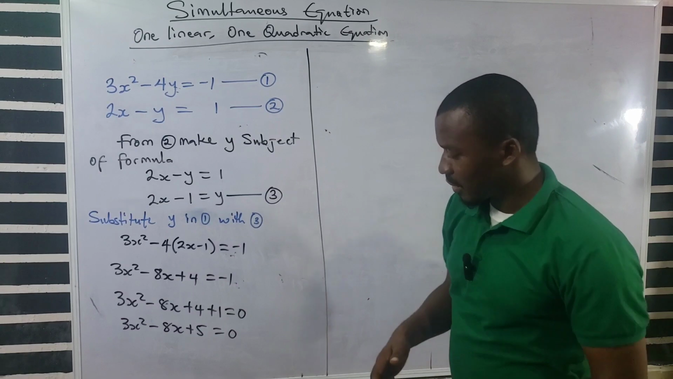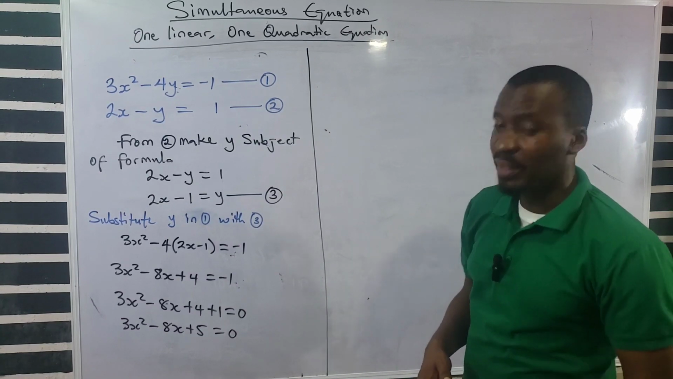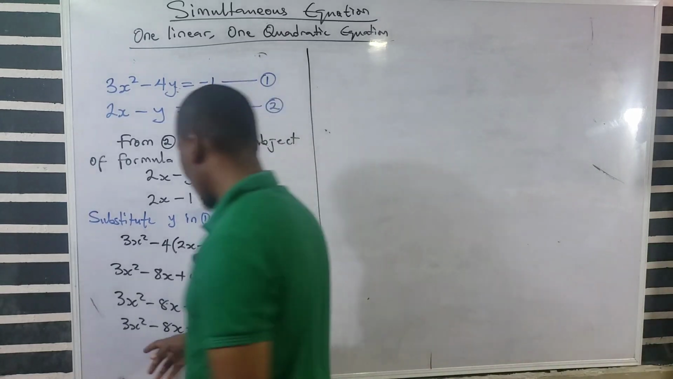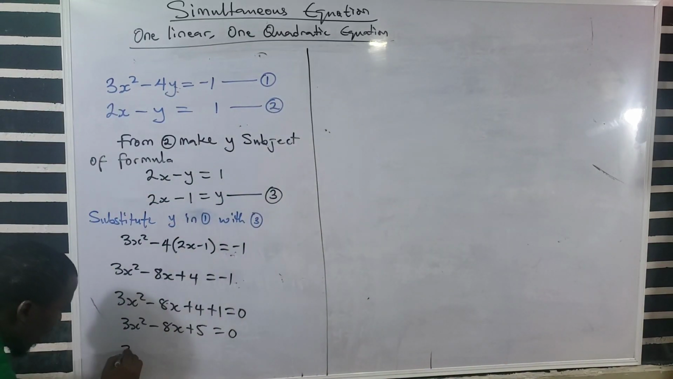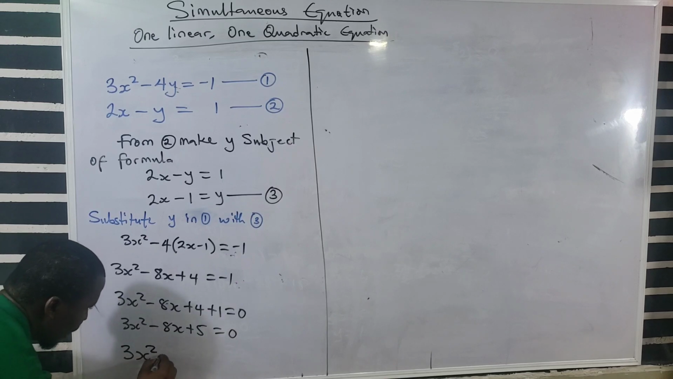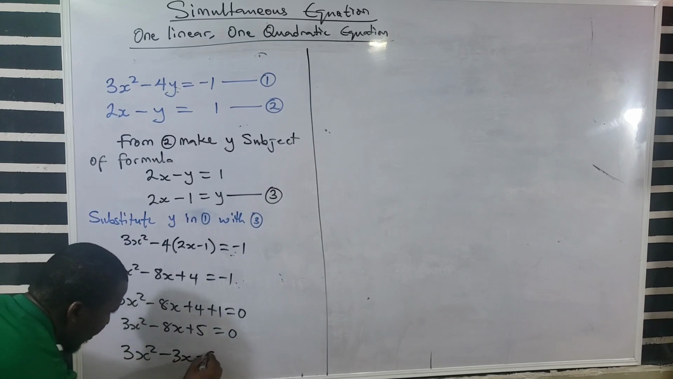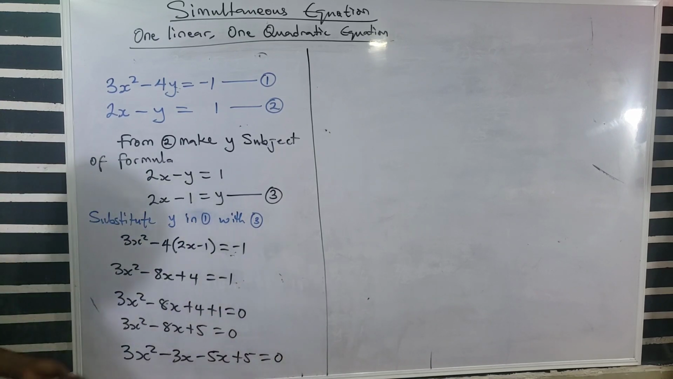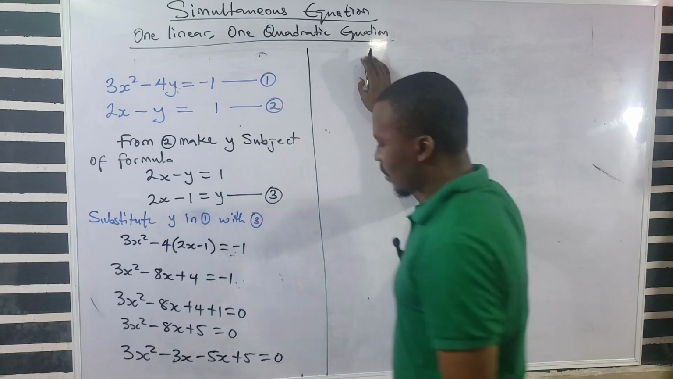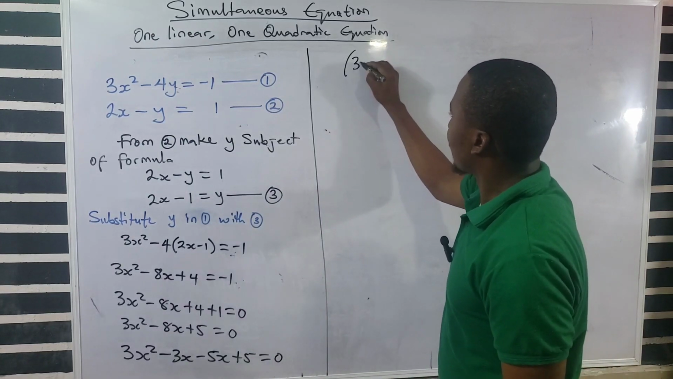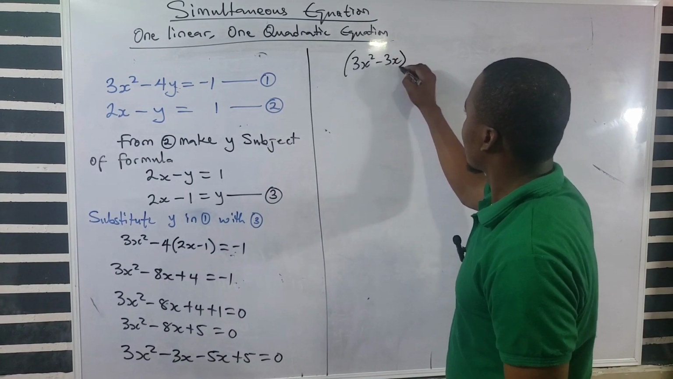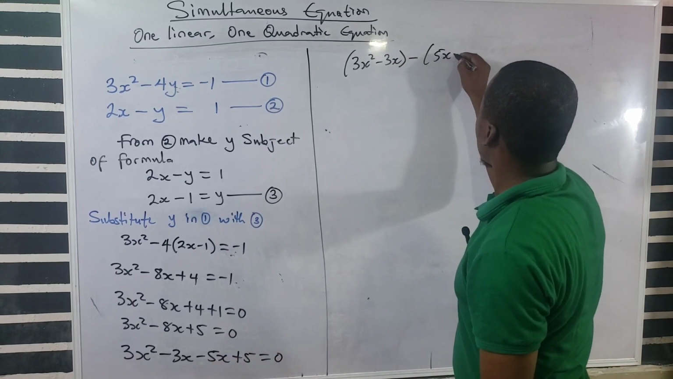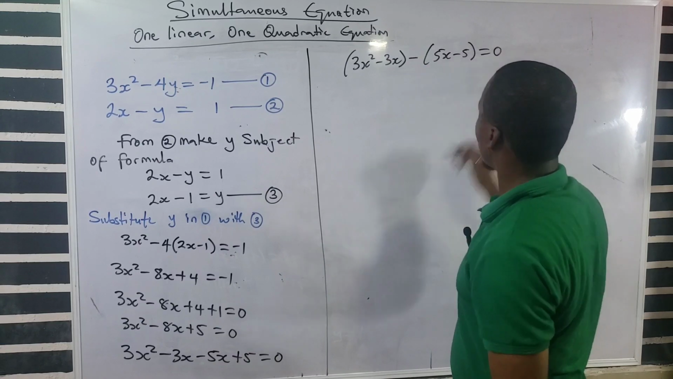But I think it's a very simple equation to solve with factorization method, so I think we can solve it with factorization method. So when you factorize this, you are going to have 3x squared minus 3x minus 5x plus 5 equals to 0. So when you group it, let's come over here. So you're going to have 3x squared minus 3x. Minus will come outside there into 5x minus 5 equal to 0.